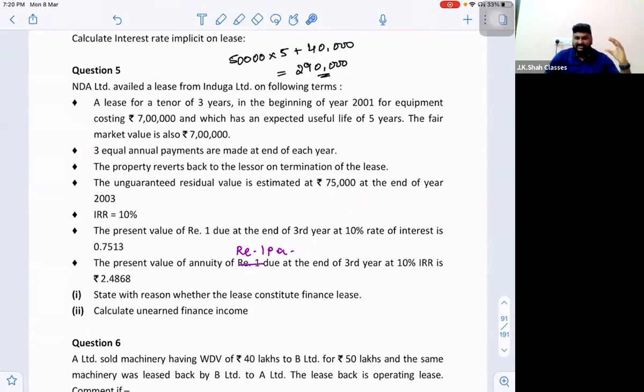So you have fair value 7 lakh, you have PV of URV, you can definitely find PV of MLP. And once you get PV of MLP, you can compare it with the fair value. And if it substantially covers the fair value, the first point can be answered. Only the first point can be answered, whether it is a finance lease or not. Second point is still to be calculated. So let us first go and finish the first part. I hope people are understanding this because this is the kickstart.